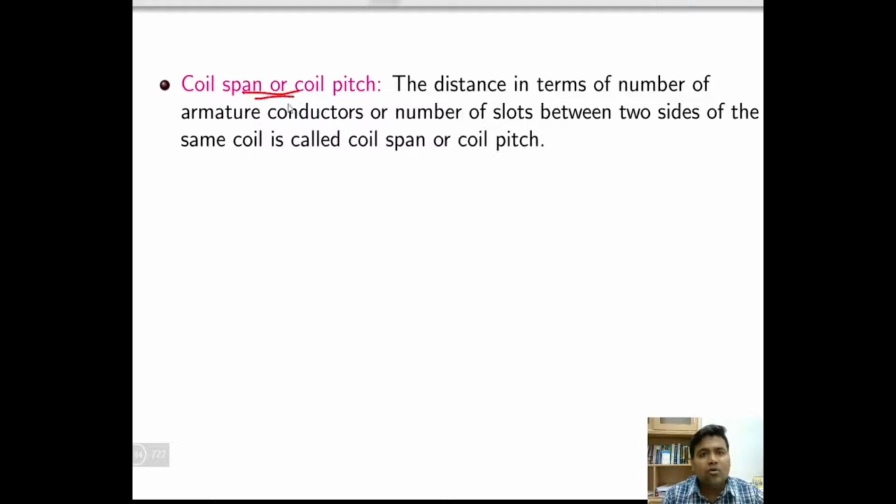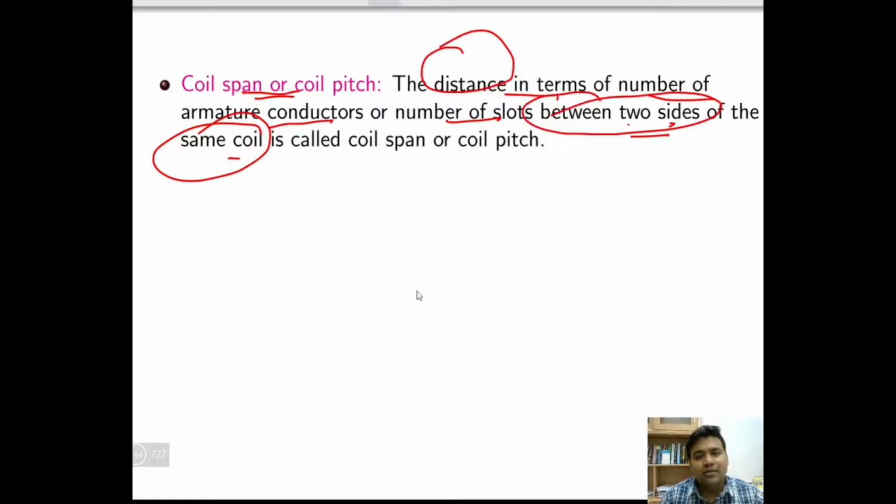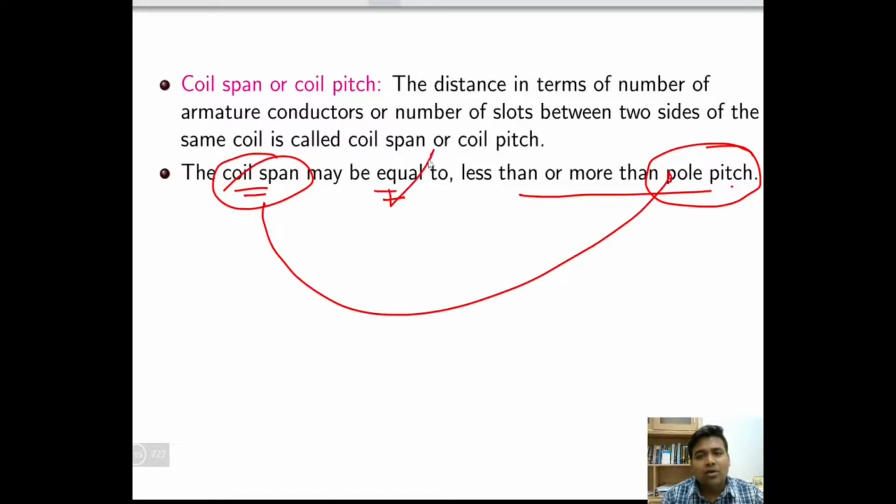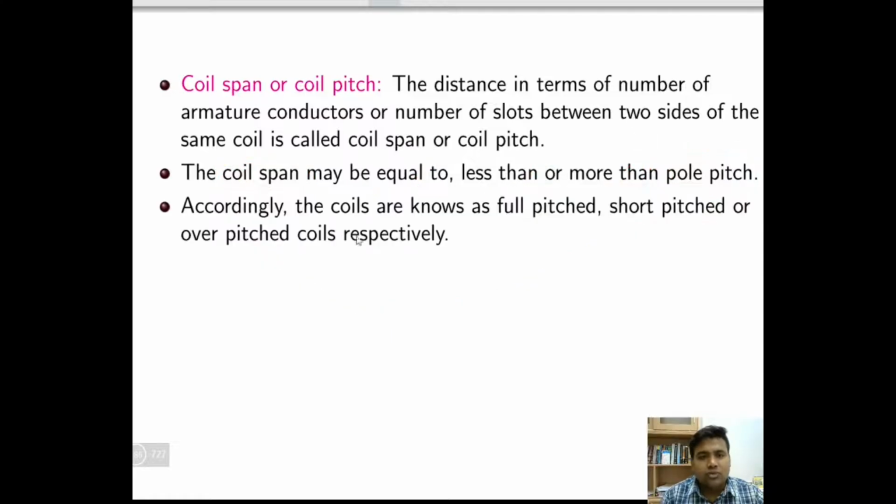Now coil span or coil pitch is the distance, in terms of the number of armature conductors or number of slots, between two sides of the same coil. So we are taking the same coil and measuring the distance between its two coil sides; that is the coil span or coil pitch. Coil span may be equal to, less than, or more than the pole pitch. Accordingly, the coils are known as full pitch winding, short pitch winding or over pitch coil.